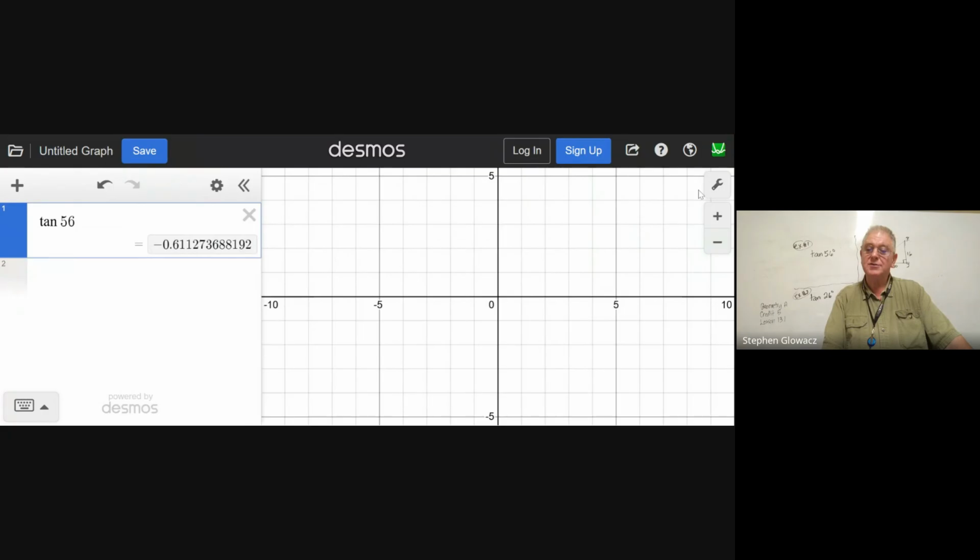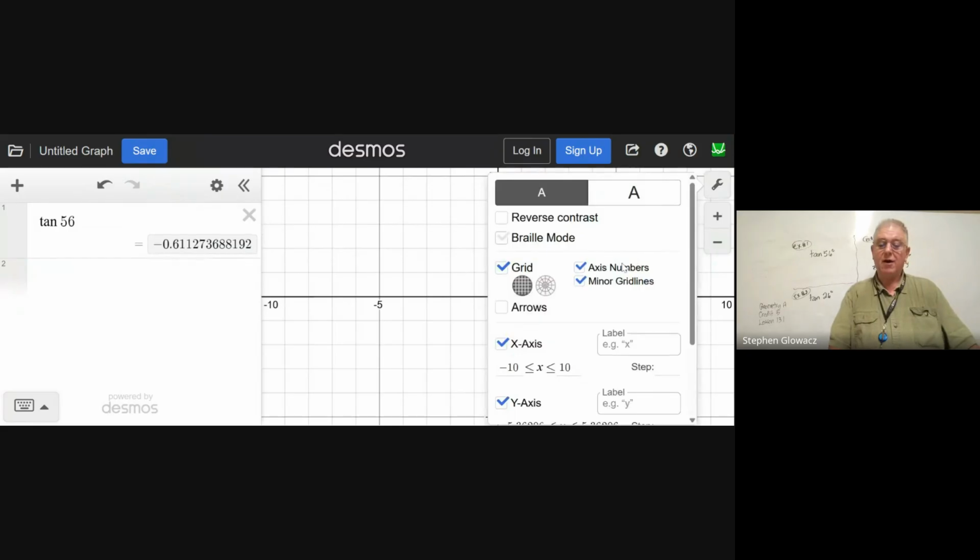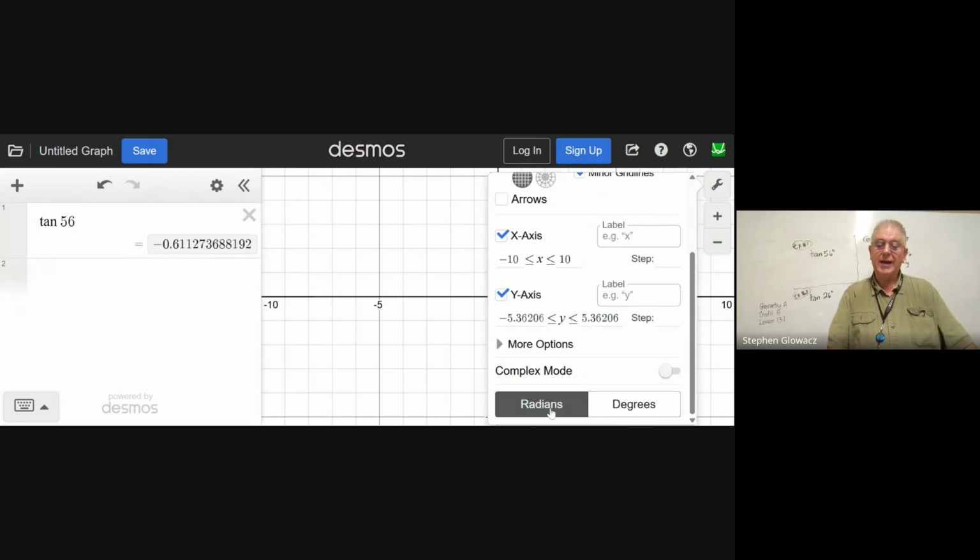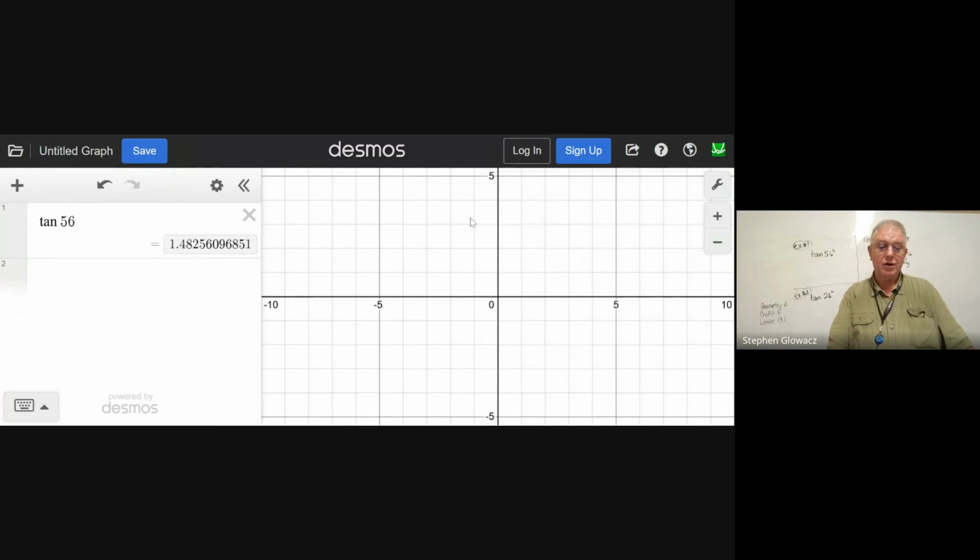So the way we do that is we go to the wrench in the upper right-hand corner. We click on that, and notice how radians is highlighted. So we're just going to click on degrees, and that's now highlighted, and we're good to go. And notice the answer changed. It's 1.4825. So we're going to write that out to 4 decimal places, 1.4825. And then they want us to round our answer.